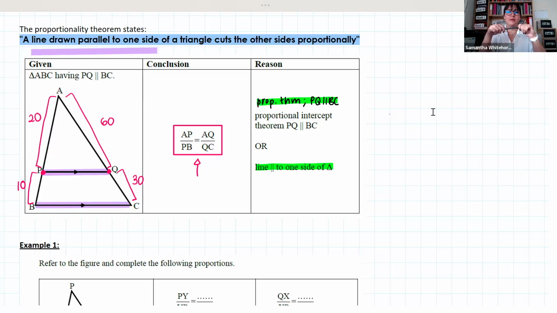The midpoint theorem states essentially that a line drawn parallel to one side of the triangle and equal to half the length of that side it's parallel to cuts the other two sides exactly in half. That's what the midpoint theorem states. So the midpoint theorem is basically the proportion theorem in extension.